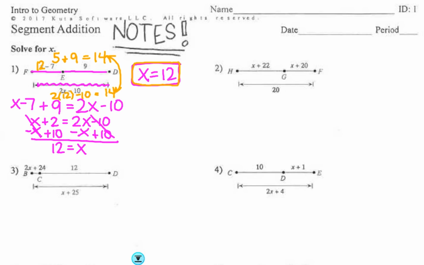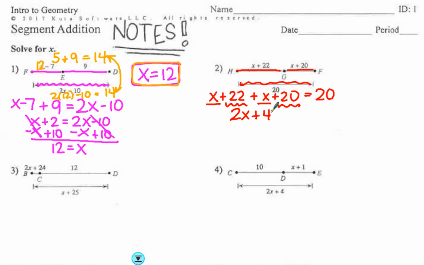Let's look at number 2. Again, piece plus piece equals the whole. So I have x plus 22 plus x plus 20 equals the whole, which is represented with a 20. Again, we combine like terms. I have an x here, x there. That's 2x. And then 22 plus 20 is 44. And then I just subtract the 44.